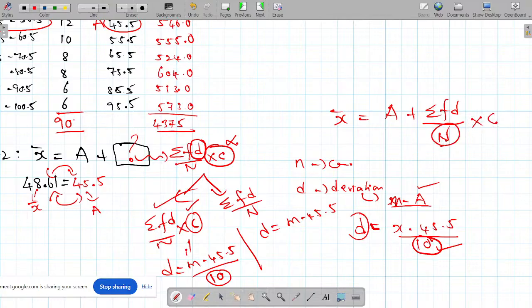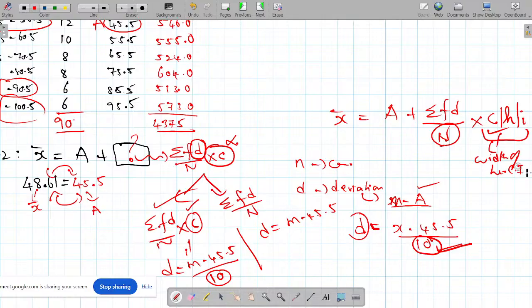What is this N? Total frequency. Okay, what is this C? Either C or sometimes in the formula you may find it as H or sometimes I. It's nothing but the width of the class interval. What is this 10 value? Because of this difference, right? This is what you call the width of the class interval.